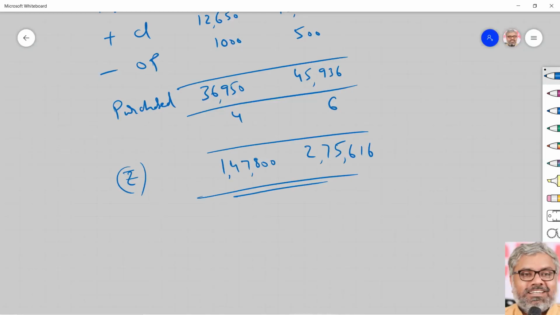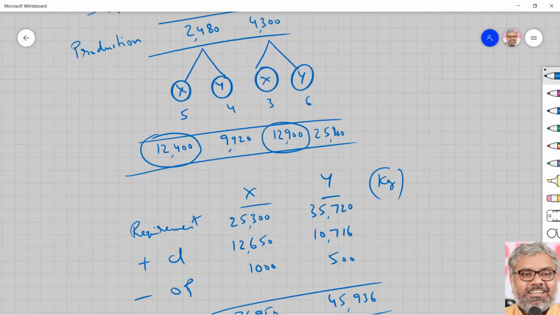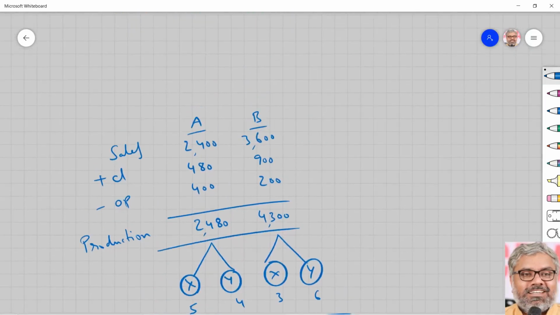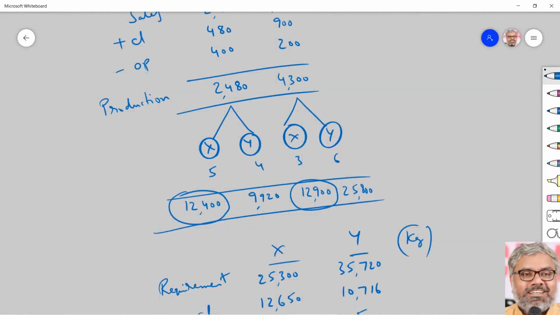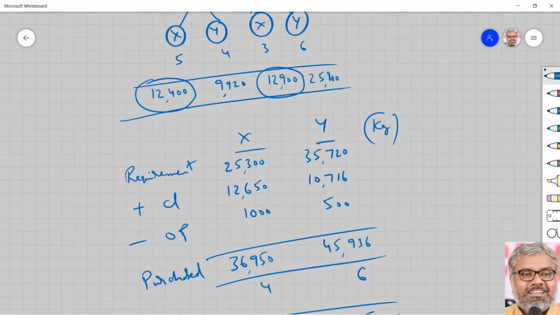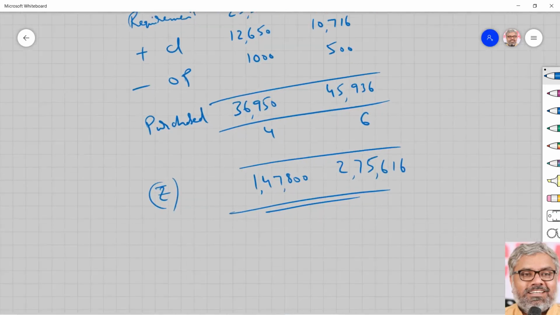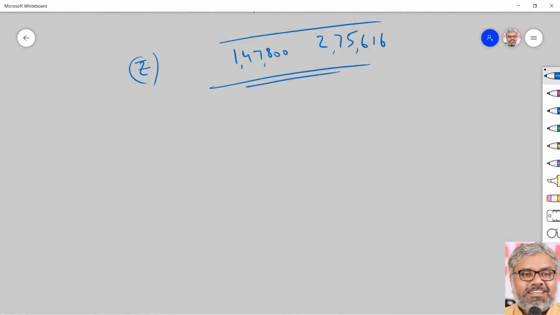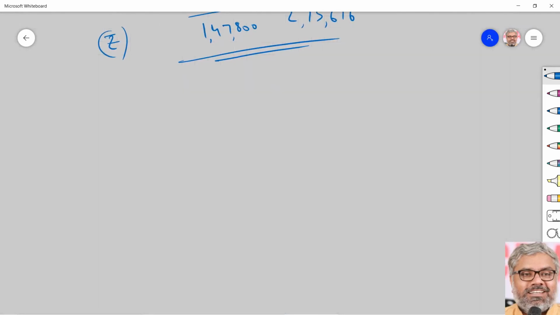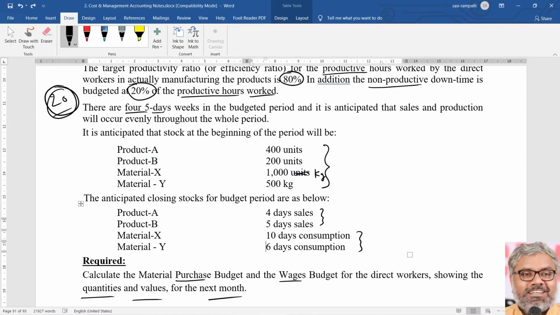It will not come directly. We have to go one by one, step by step. First we need to find out production from the sales. Then from production we need to find out consumption or requirement. From consumption we have to get purchases in quantity. Once we have purchase in quantity, multiplying with the price, we get material purchase budget in rupees. All of that steps have to be followed.